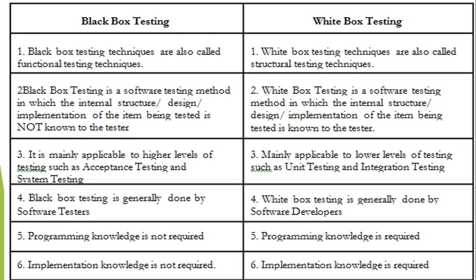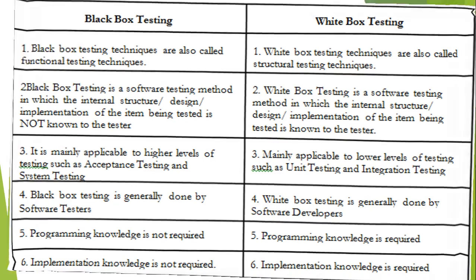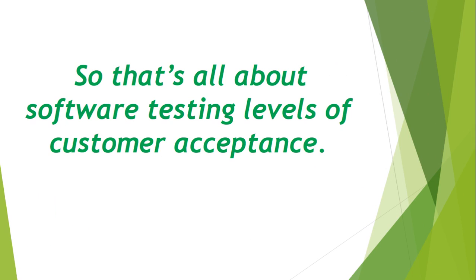So that's all about the difference between white box and black box. We find six kinds of difference between them. We can find more, but here we see six differences, so that's enough I think. And next we see, so that's all about the software testing levels of customer acceptance. I hope I could explain it well, and I don't know if I made it easier or understandable for you or not, but I think it's good. So that's all about software testing levels of customer acceptance.